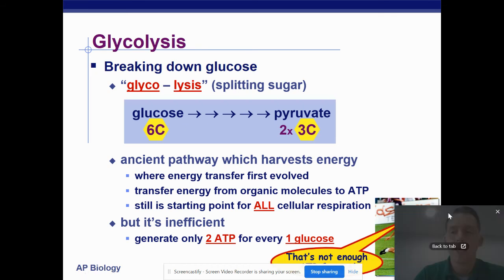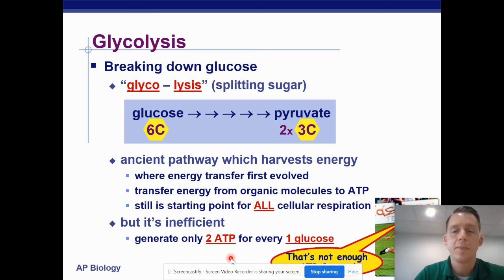All right, so there we have a soccer player. If you can see the picture, that is not enough ATP to actually do all the things that an athlete or any human would need to do.